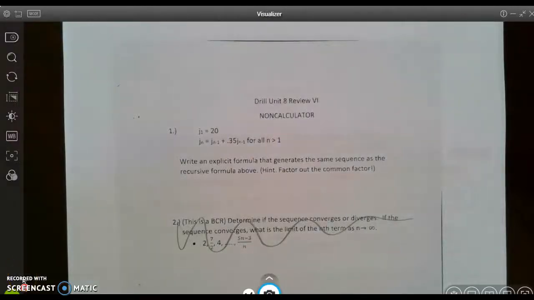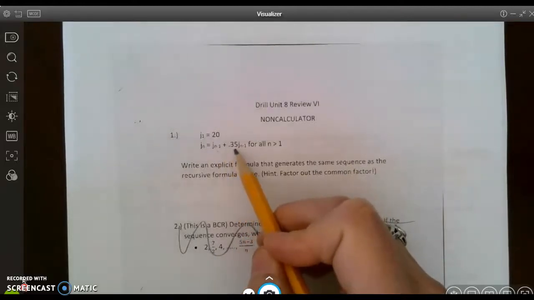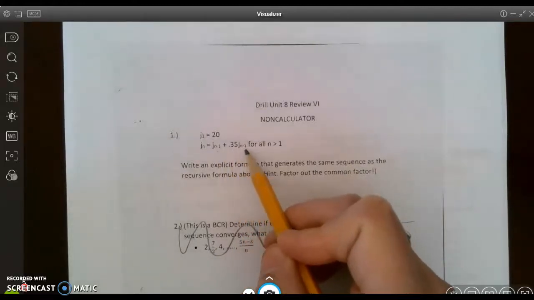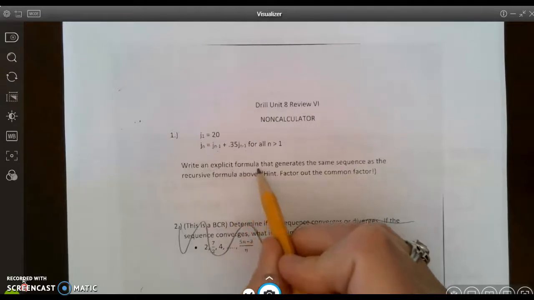This is the last drill, drill number 6 for the chapter 8 review, and you only have to do number 1, so it's just one problem. It says the first term is 20, and you find a term by taking the previous term and adding 0.35 times the previous term. So, when we're trying to figure out what this means, it says write an explicit formula.